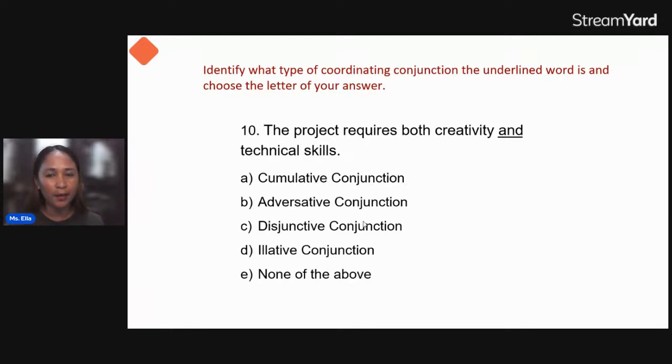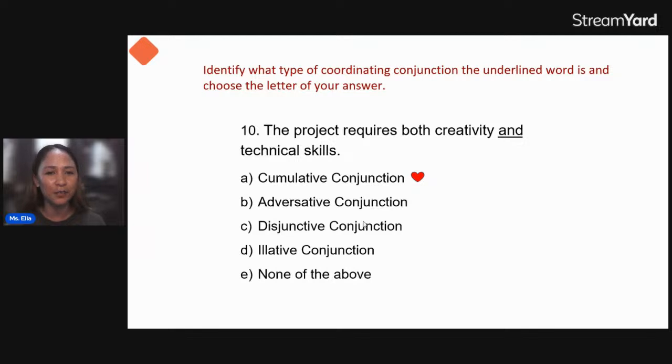Okay, so the correct answer for number 10 is, very good, letter A, cumulative conjunction. Why it's cumulative conjunction? Again, it adds more information about the first statement. So the first statement is the project requires both creativity. And also the other one, the project requires also technical skills. Both. It means add more information. All right? So I hope it's clear and congratulations.